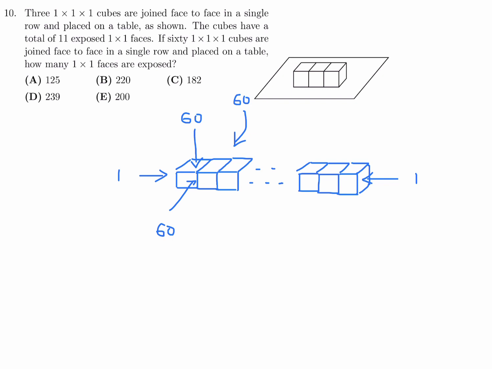So the total, 1 plus 1 plus 60 plus 60 plus 60, and that is 182 of those 1 by 1 faces will be exposed. So number 10, the answer is C.